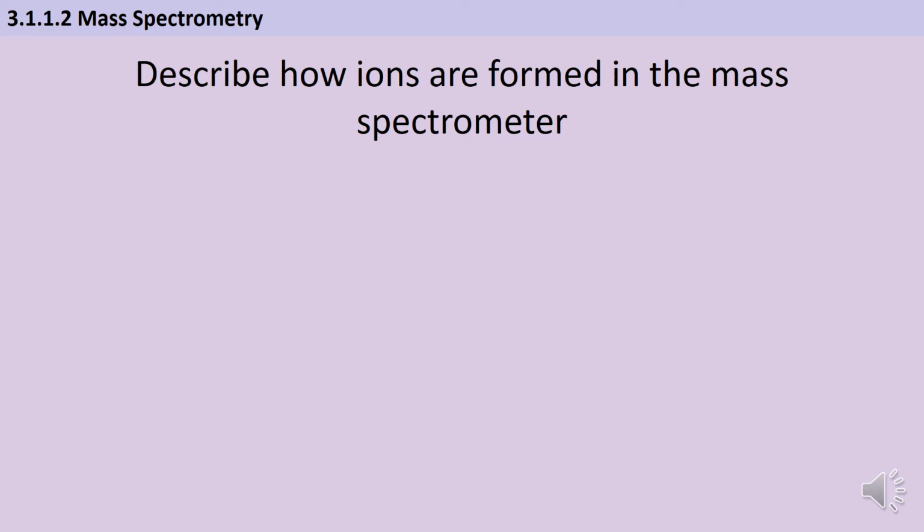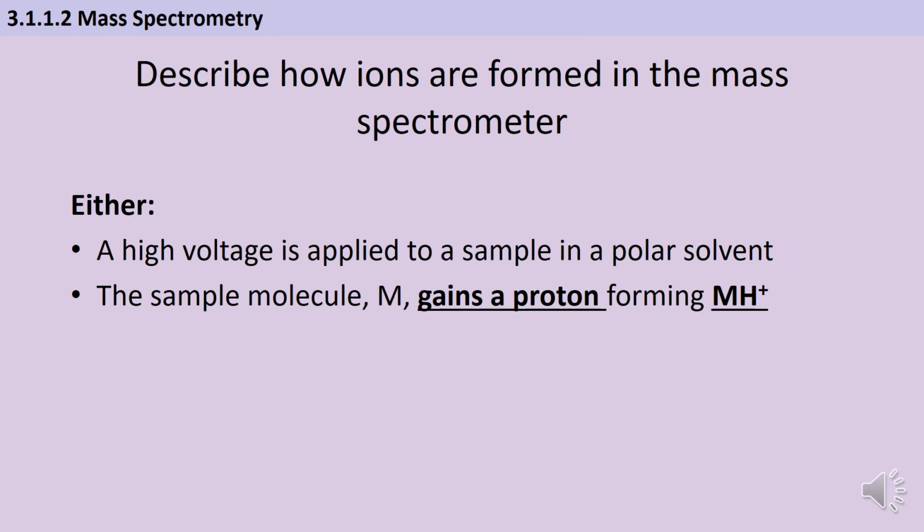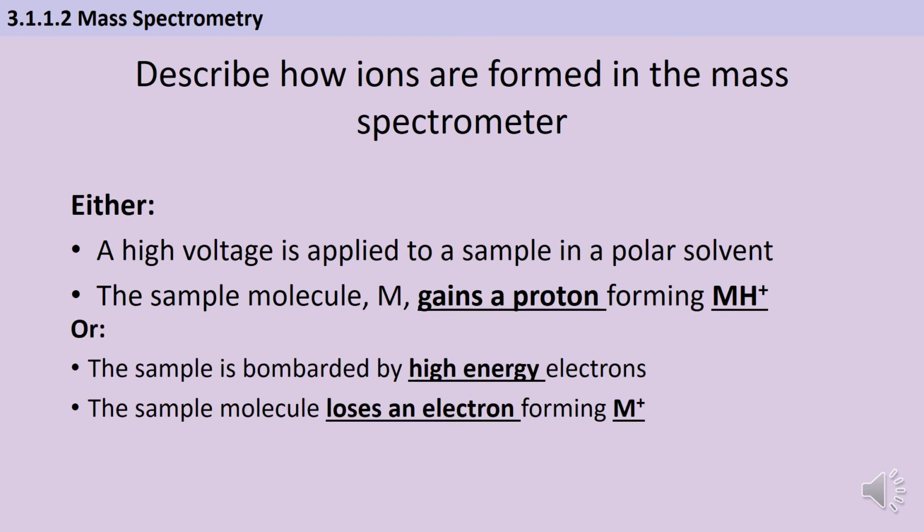In this 2-mark question, we haven't specified which method you need to be talking about, so you can have the marks for either. So either you're going to say that a high voltage is applied to a sample that's in a polar solvent, or you could name an appropriate solvent, and then as a result, the sample is going to gain a proton and it's going to form an ion that is MH+. Or you can describe how the sample is bombarded by high energy electrons. Remember, those electrons have to be high energy, it's not just enough to say electrons. And as a result of this, the molecule loses an electron and therefore forms an ion that is M+.